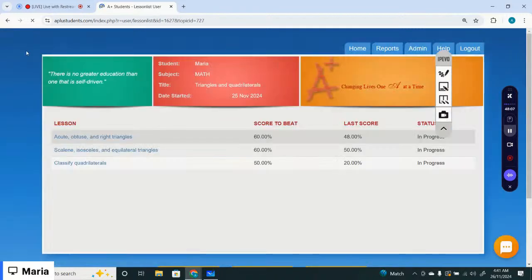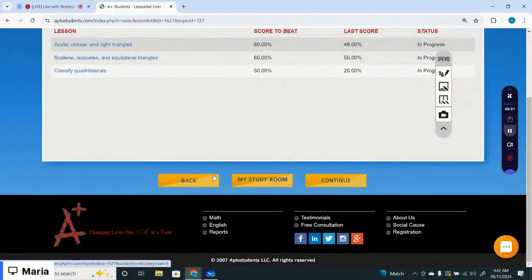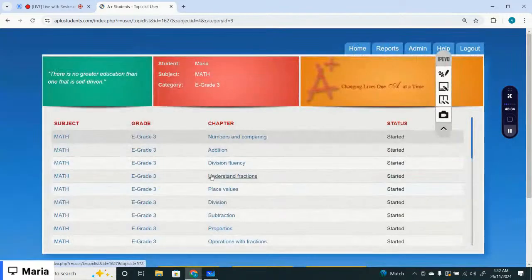So we were working on grade 3 math. The chapter we were working on is triangles and quadrilaterals. The lessons we have covered today are acute, obtuse, and right triangles, scalene, isosceles and equilateral triangles, and classify quadrilaterals. So please make sure before the next session you complete all the practice questions for the lessons we just did. That is your homework until the next session.